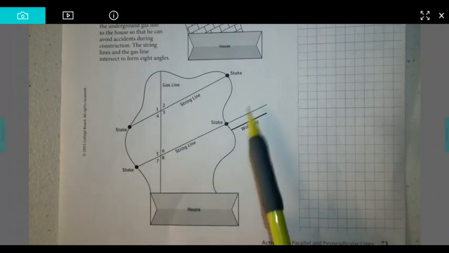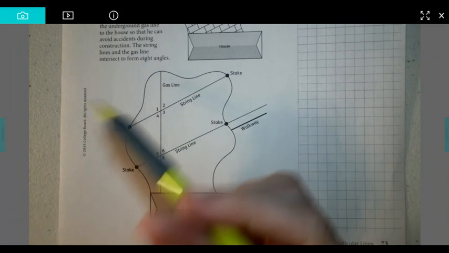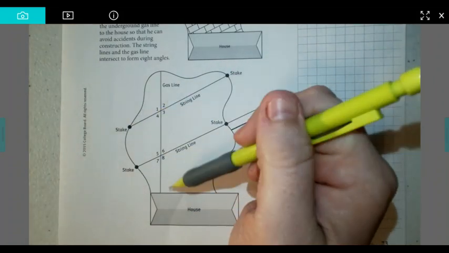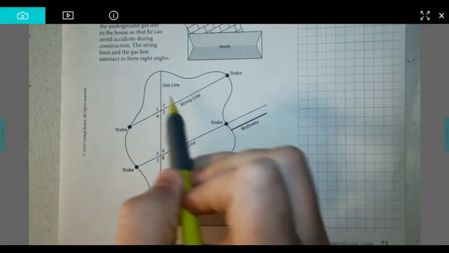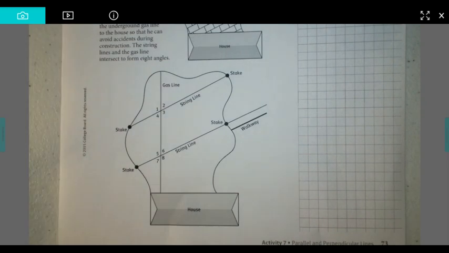He sees the string lines, which is where he wants to lay his bricks along this pattern. And we have this gas line. In the next couple of questions, we're going to be referring to this gas line and the string lines that have been provided for us here. Don't forget that you need a protractor and a ruler for today's lesson. If you haven't gotten one already, please go and grab one now.